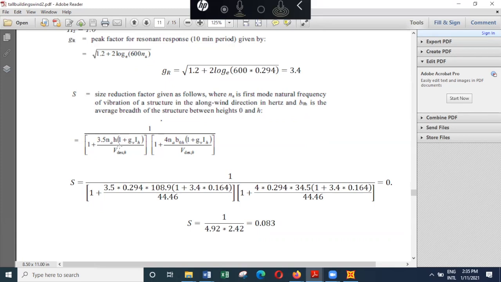Na is 0.294, height is known, the width of the building is known, GV is known. GV we calculated; it's a fixed value, 3.4. IH we consider as 0.164, and the velocity at the top of the building is 44.6. So you'll end up with a 0.0834 S value.